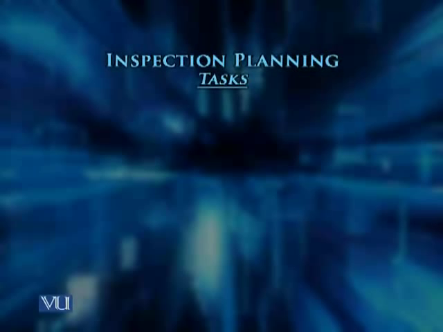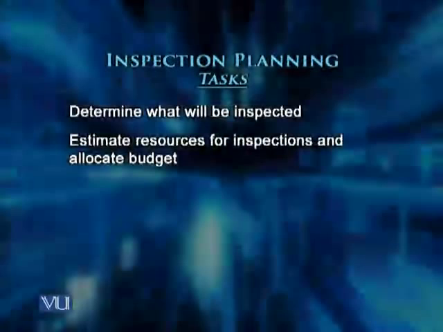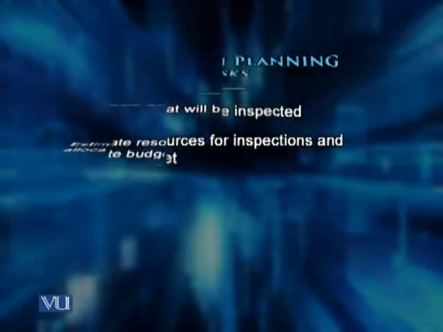What are the specific tasks or activities for inspection planning? Determination of what will be inspected. We talked about a lot of things when we were discussing the entry criteria that would filter us in determining what has to be inspected. Estimate resources for inspections and allocate budget. So once we know what will be inspected, we can estimate the people or other resources who will be needed for those inspections, and we start allocating budget for the conduct of inspection.